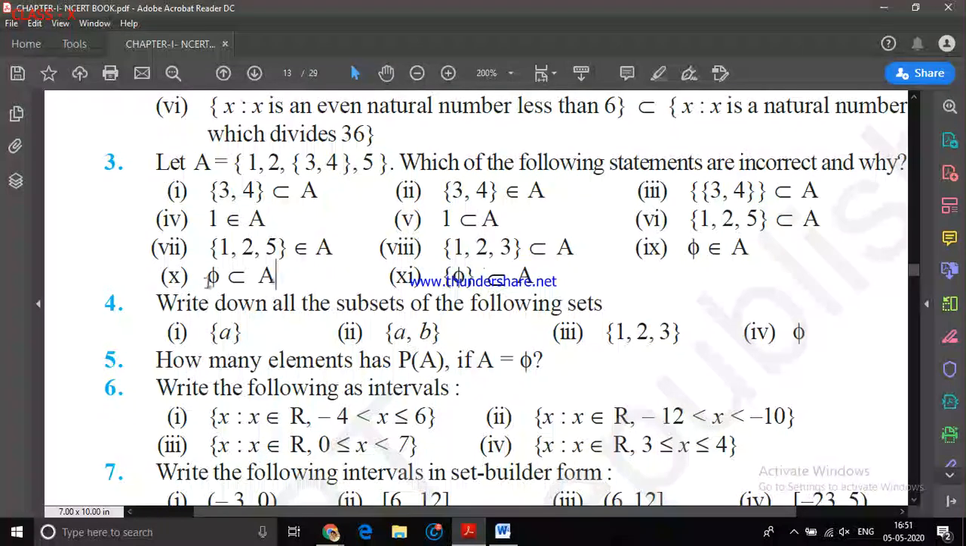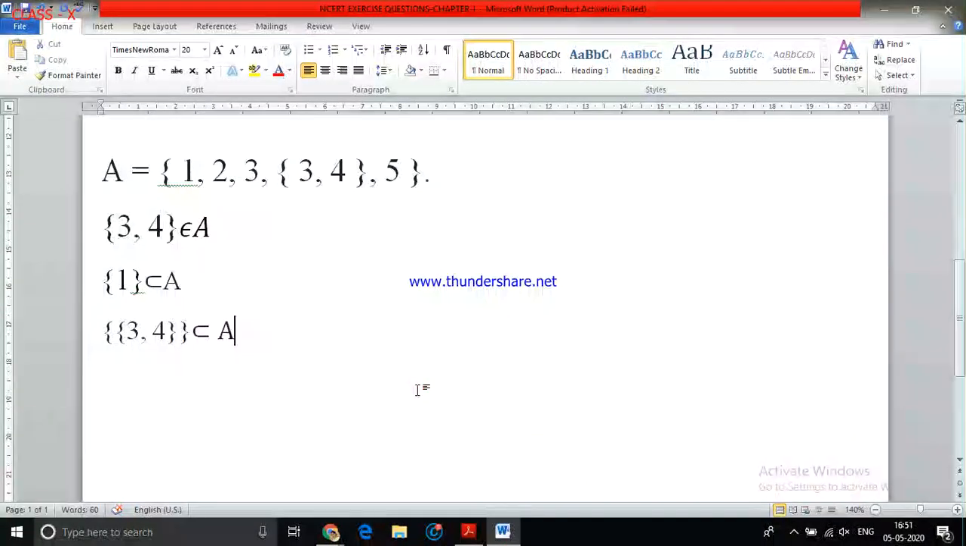This is the notation for an empty set. But if I put phi inside the curly bracket, this means this is a set which has an element phi. This cannot be a subset of A. There is a difference with phi. Let me put this one in so that you will understand.